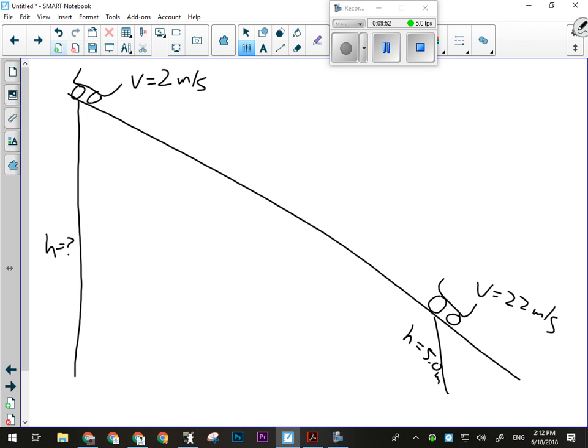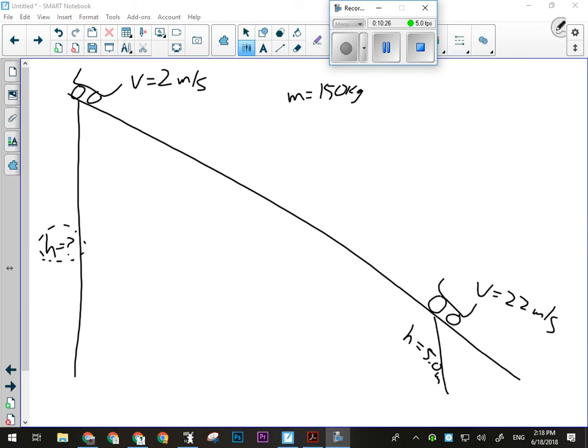I want you to take the information here and find the initial height of the hill. So at the top of this hill, the object is moving at 2 meters per second. Here, 5 meters above the bottom of the hill, it's moving at 22 meters per second. I want you to calculate the height of the hill from that information. Mass of the trolley or the cart or whatever we'll say is 150 kilograms.